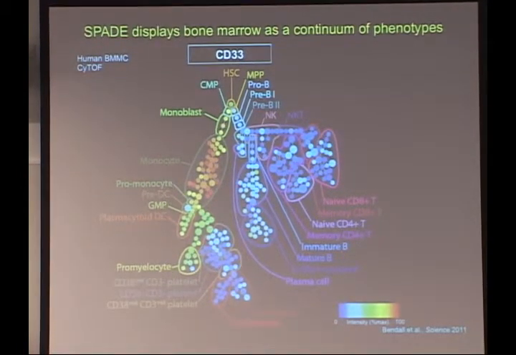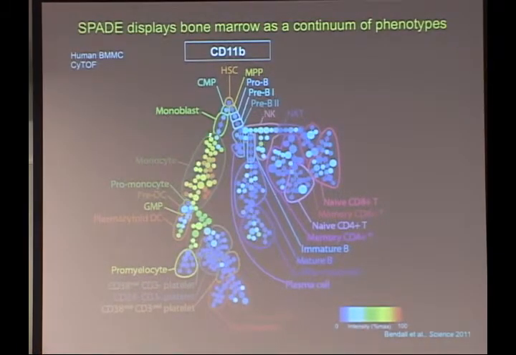CD33 is on the whole myeloid arm here, and then 11B on the more mature cells. And then CD123 was expressed well on the plasmacytoid dendritic cells, and surprisingly on a subset of B cells, which I've bounced this idea off of some people. Nobody seems to know anything about this. But if you're a B-cell expert, please enlighten me.